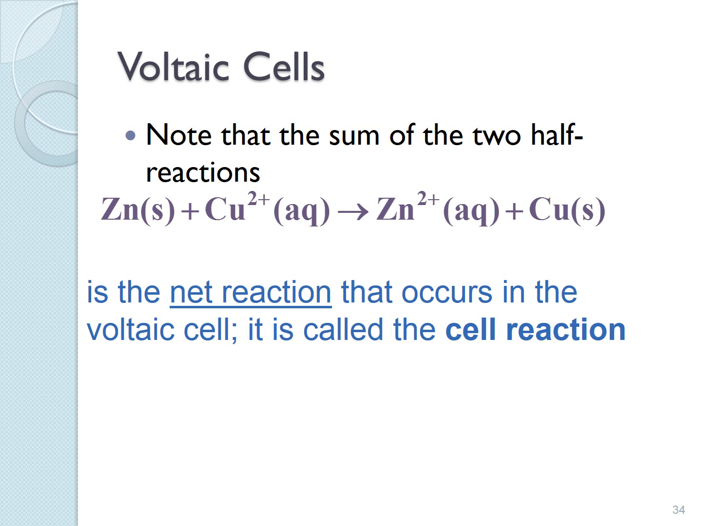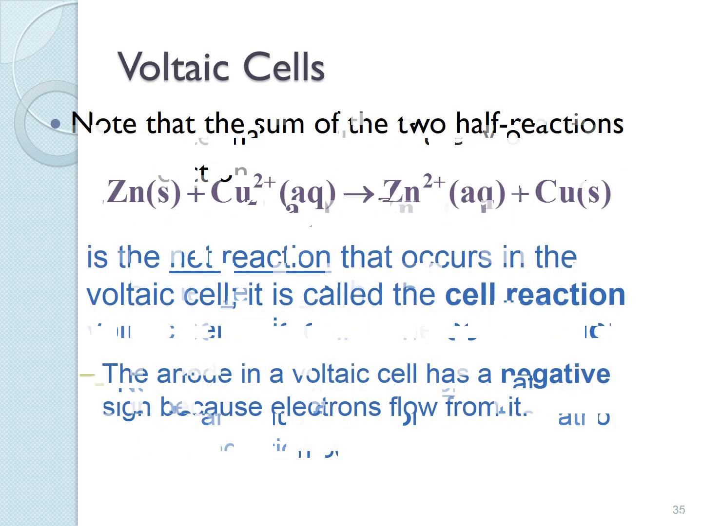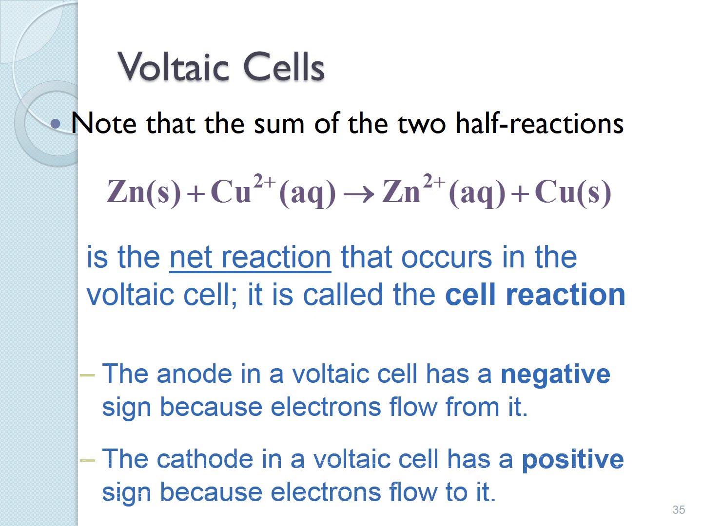So we know that the sum of the two half reactions gives us the overall reaction, and because the 2 electrons on both sides cancel, we're all balanced. So this is called the net reaction, and sometimes we also call it the cell reaction. Note that the electrons are given up at the anode, and they flow to the cathode. And so the anode is shown with a negative sign because electrons are leaving it. And the cathode is shown with a positive sign because electrons are flowing to it.